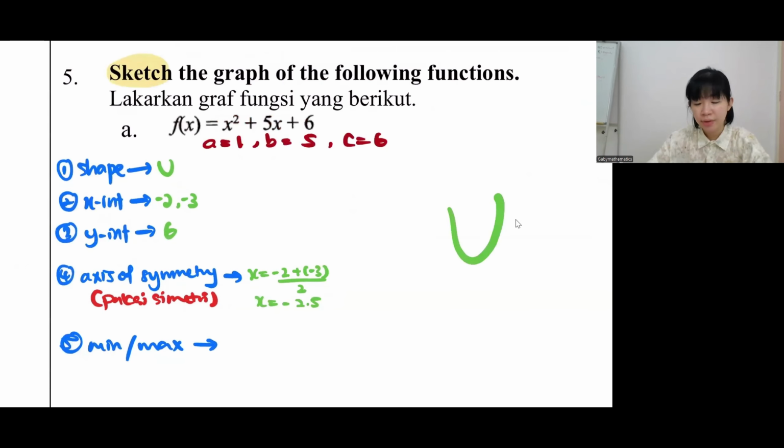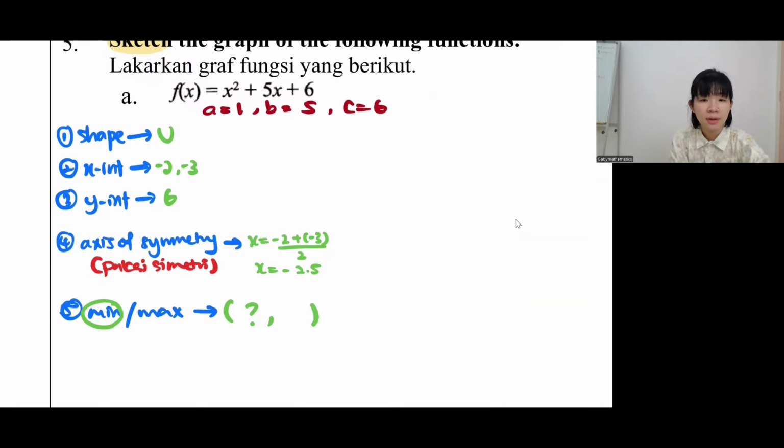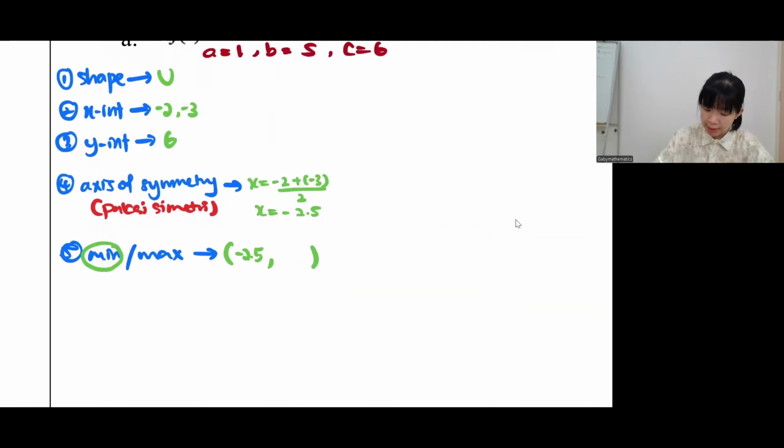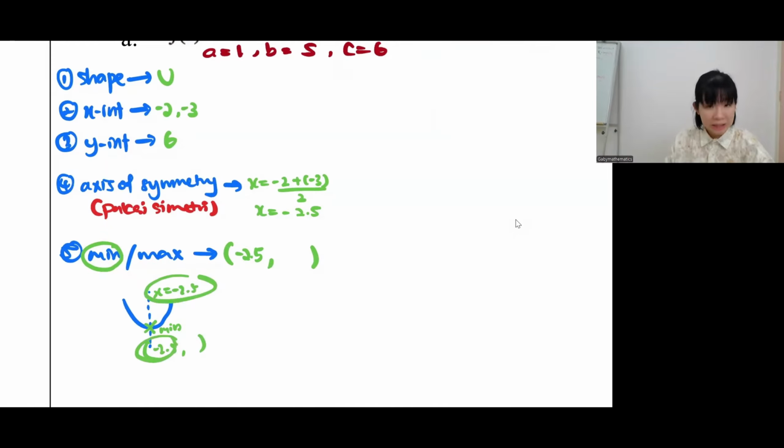Okay, minimum point, what is the x and y coordinate? Guys, anybody can tell me the x coordinate? The x coordinate is always the same as the axis of symmetry. Yes, it's negative 2.5. You always have to understand this. If it's a happy face, this line, the axis of symmetry, is exactly in the middle. So this line is actually the same location as the minimum point. If the x is negative 2.5, then the minimum point x is also negative 2.5.